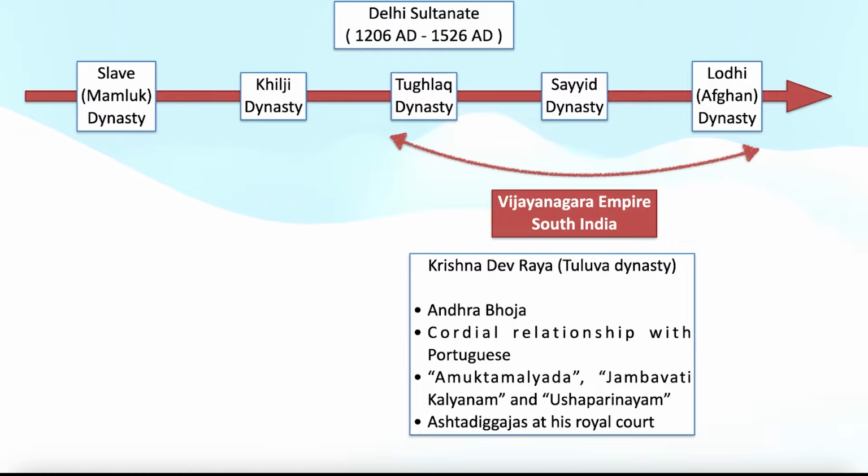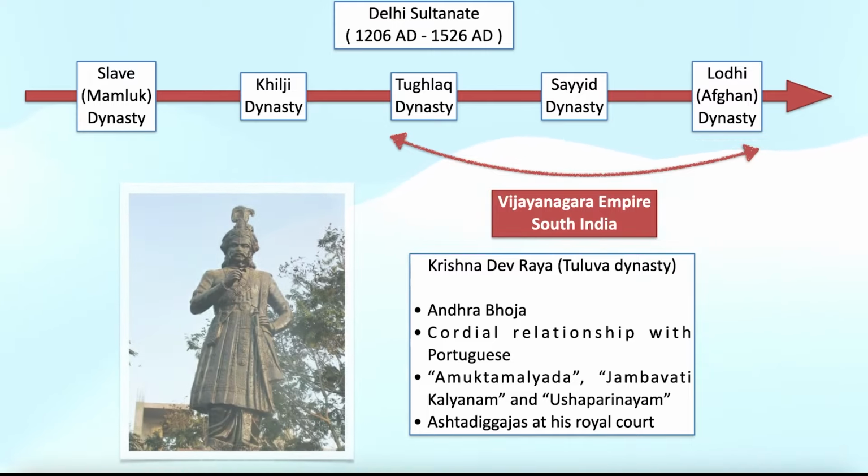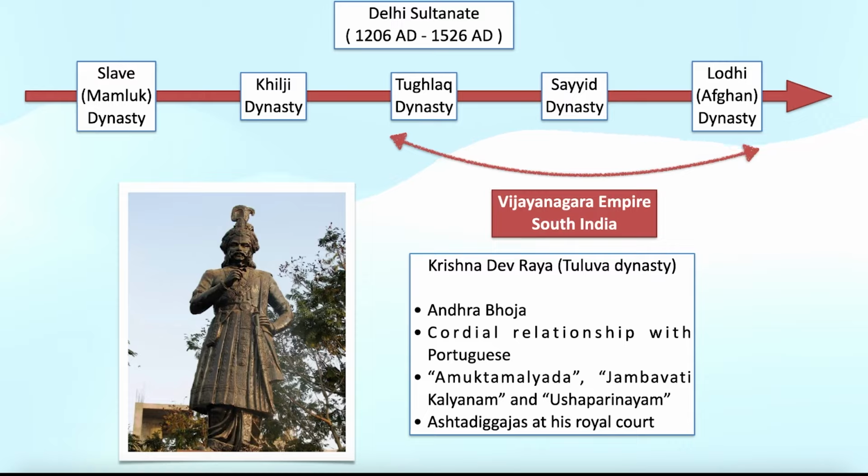Then comes the most powerful king of Vijayanagara Empire, that is Krishnadevaraya, belonging to Tuluva dynasty. He is also called as Andhra Bhoj. Now he maintained cordial relationship with Portuguese, and there are few literatures which were written by Krishnadevaraya. To name a few are Amukta Mallada, which mentions about the politics and ethics, Jambavati Kalyanam and Usha Parinayam. Amukta Mallada was written in Telugu language, so you need to remember this.